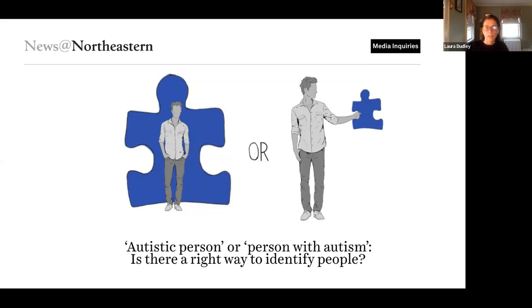And I want to pause here and touch upon the language that I'll be using during my brief talk today. There are really two ways that we might refer to an individual with this diagnosis. We might use person-first language, which is to say an individual with autism, or we might use identity-first language, which would be to refer to an autistic person. And I participated in this News at Northeastern story back in 2018, and I really think that the journalists did a very elegant job describing this debate.